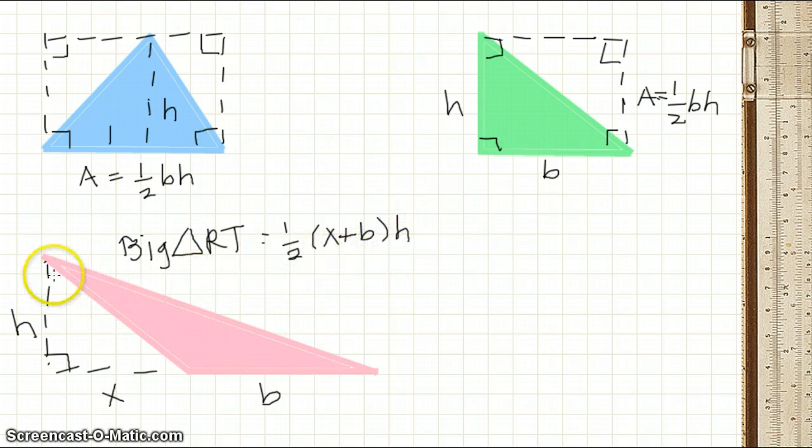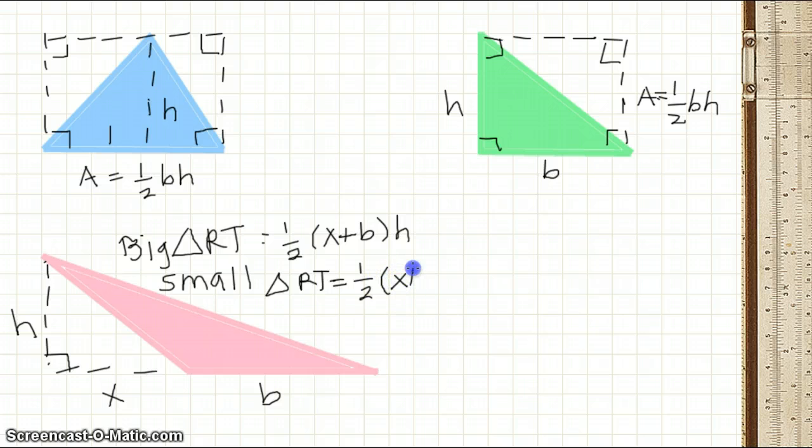Then our small right triangle, which is this right here, will be equal to 1/2 times x times h. Now what we want to do is get rid of this small triangle in order to find the area of our original triangle. To do that, we're going to subtract this formula from this formula here.